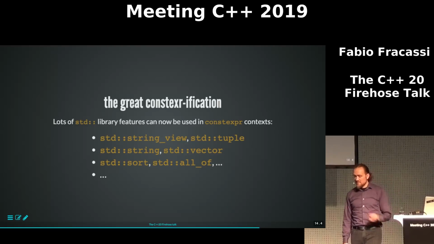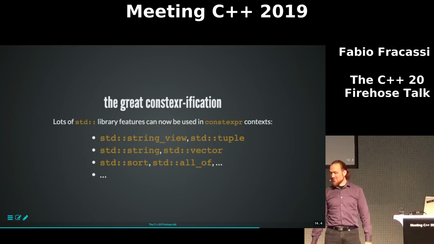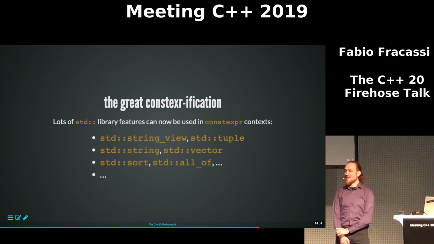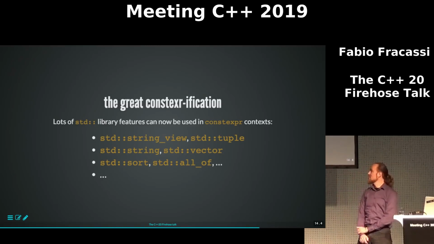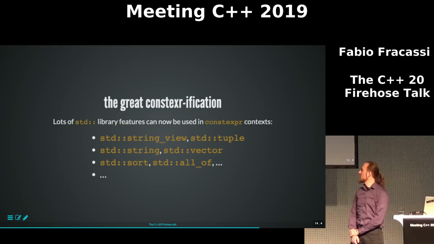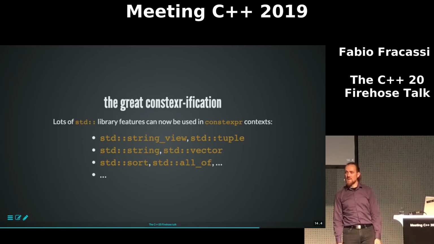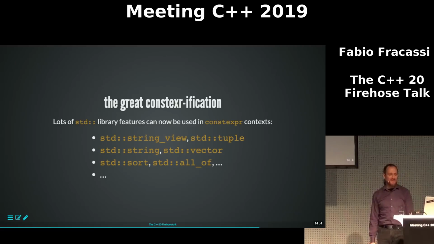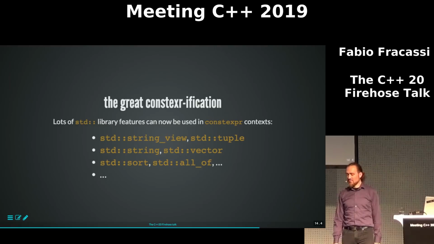And this and a few other core features allows us to do the great constexprification. So we have added constexpr to a lot of library features. And not only the ones you would expect, like string view is pretty obvious that you can do that. You could probably, if you wrote your own string view, you might have done this already, or std array, things like that. But we can also do it with string and vector now. And that's quite impressive. Of course, we also added it to all of the algorithms, or a lot of the algorithms, so that they can be used in constexpr.